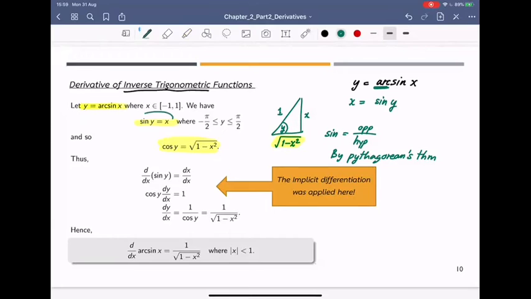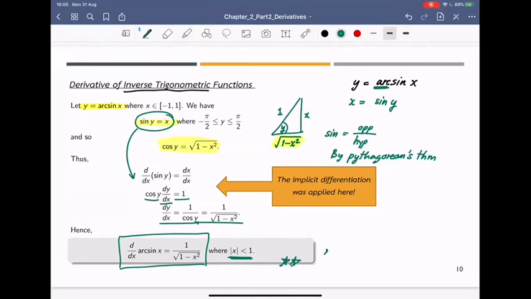When you have sine y equal to x, you differentiate using implicit differentiation. You get cosine y dy by dx equal to 1. Then you simplify, so dy by dx equals 1 over cosine y, which is 1 over square root of 1 minus x squared. This is the formula for differentiating arc sine: you get 1 over square root of 1 minus x squared, where absolute x is less than or equal to 1.